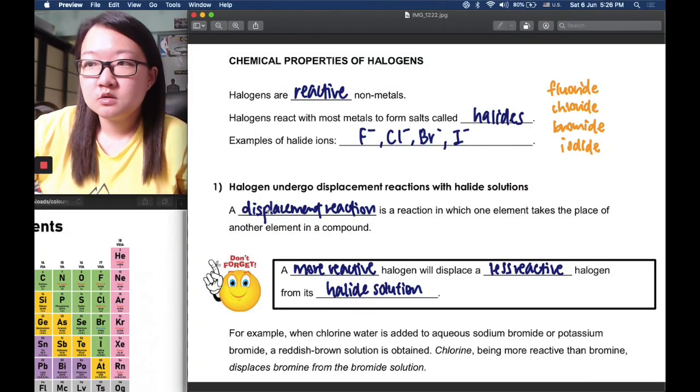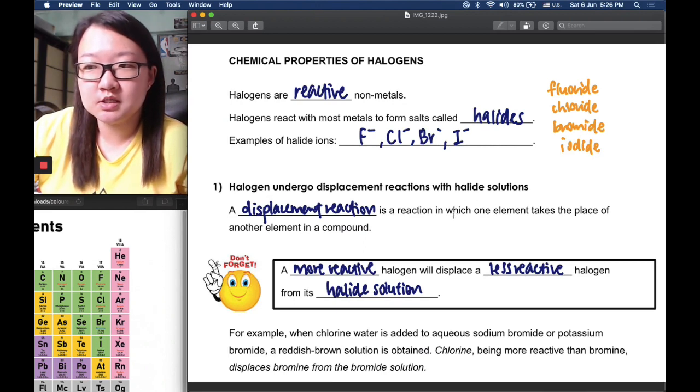For group 7, you need to know two chemical properties. Firstly, the halogens will undergo displacement reactions with halide solutions. First and foremost, before this, we went through the terminologies: what are halogens and what are halides. Be very sure about these terminologies, because otherwise your understanding of displacement reactions will be all over the place. A displacement reaction is a reaction in which one element takes the place of another element in a compound. That's the definition.